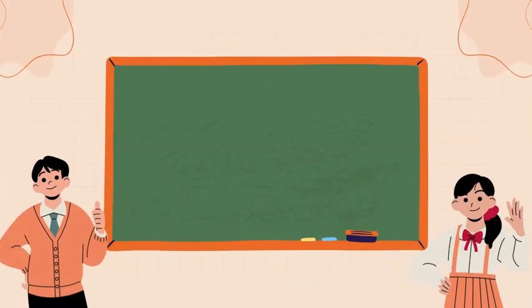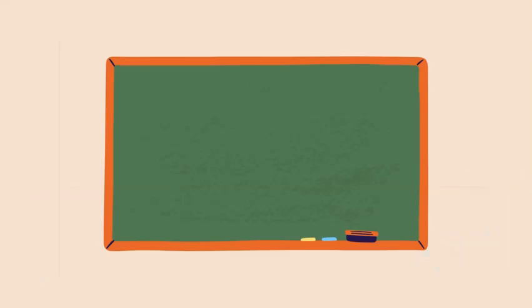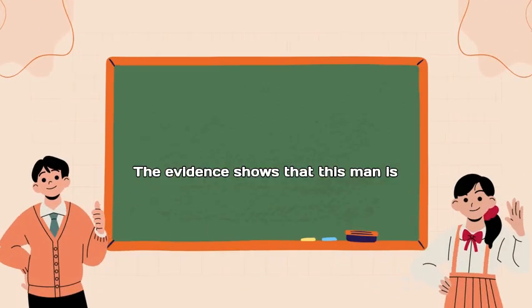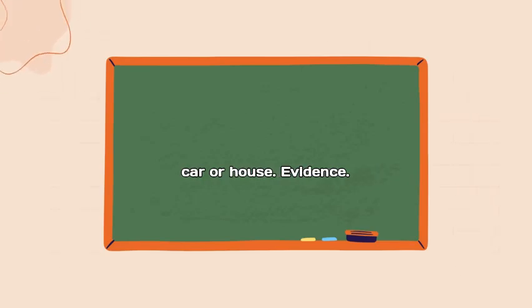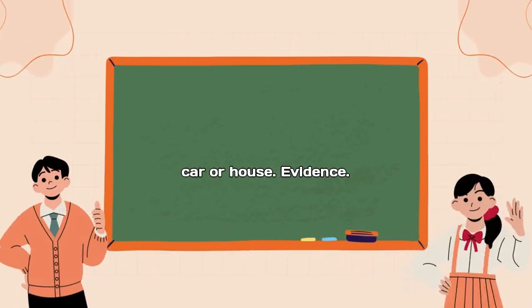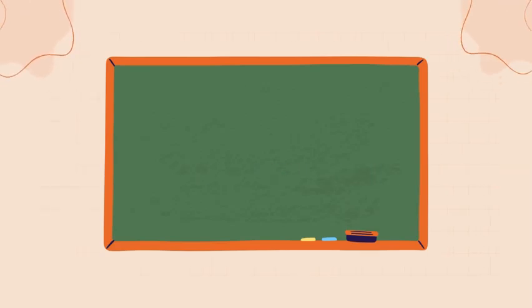Evidence. The evidence shows that this man is guilty. Evidence. The bank needs evidence that you own a car or house. Evidence. The police are searching the house for evidence that can help them find the criminal.